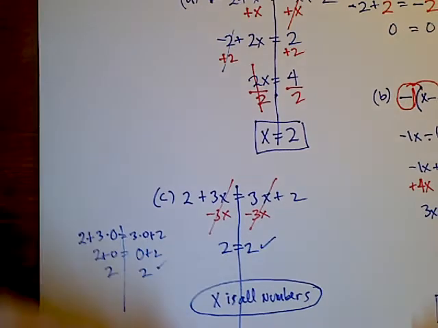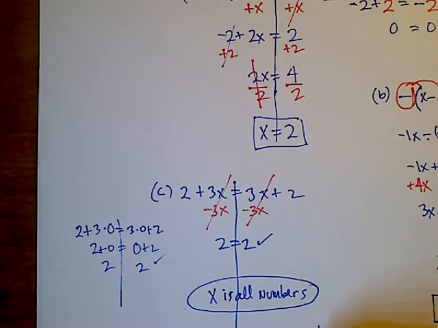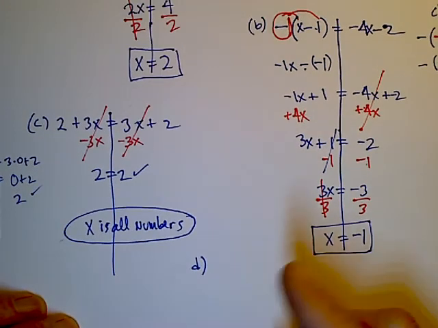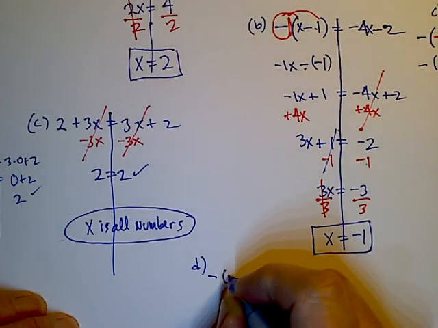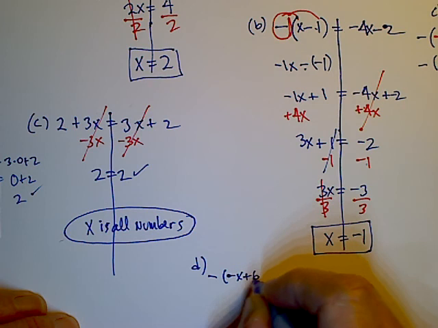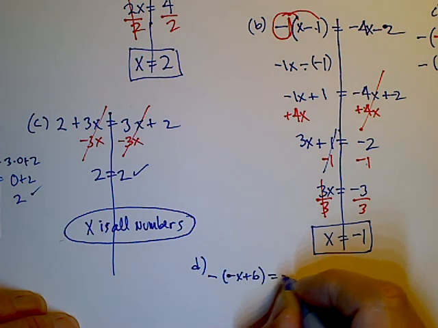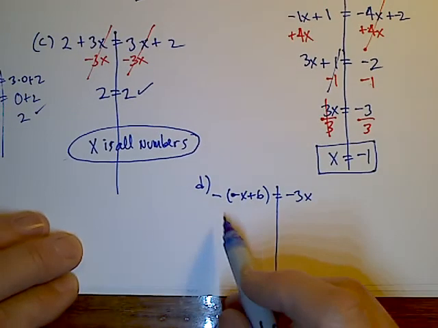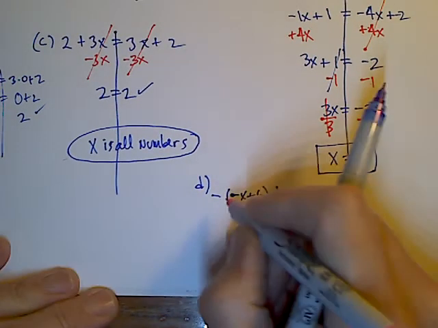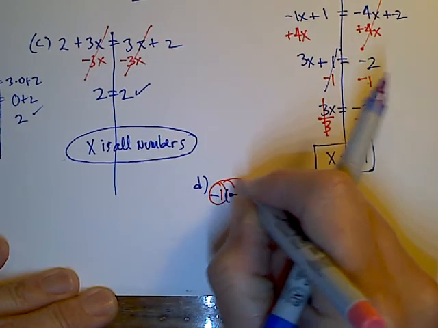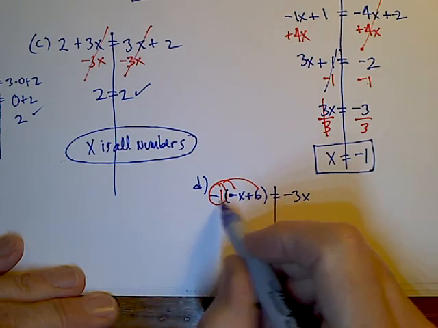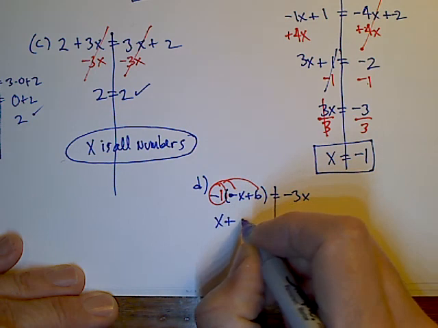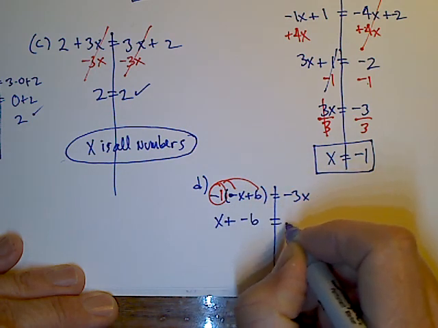The last one, D. Let me see if I got some room here. We'll do D right here. So D is negative times the quantity negative x plus 6 equals negative 3x. So we'll quickly run through this one. Distribute, right? Remember what we did in B? I have a negative 1. I'm going to distribute that to each of those. So negative 1 times negative x is a positive x, plus negative 1 times 6 is negative 6, equals negative 3x.